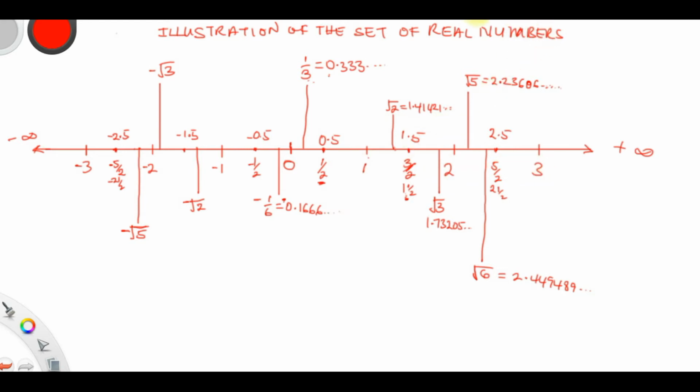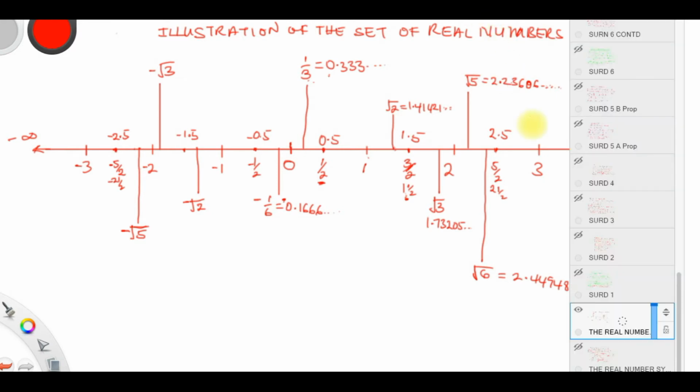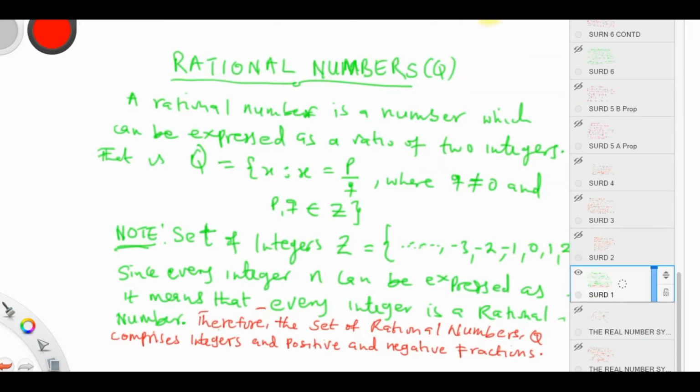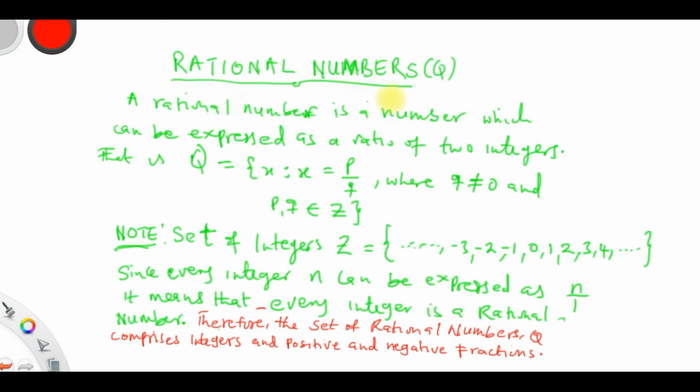So let us continue and look at the set of rational numbers as a topic. Students, the set of rational numbers is denoted by capital letter Q. So what is a rational number? A rational number is a number which can be expressed as a ratio of two integers.